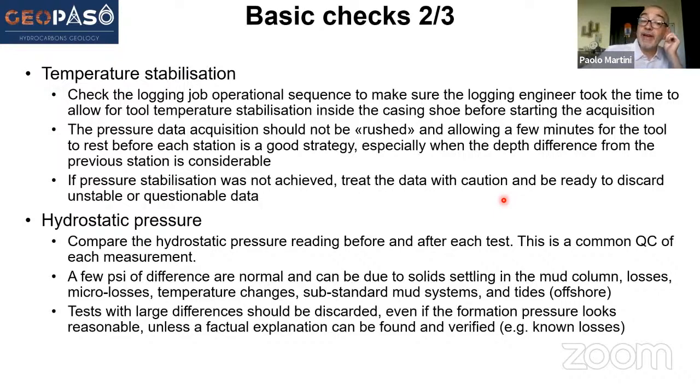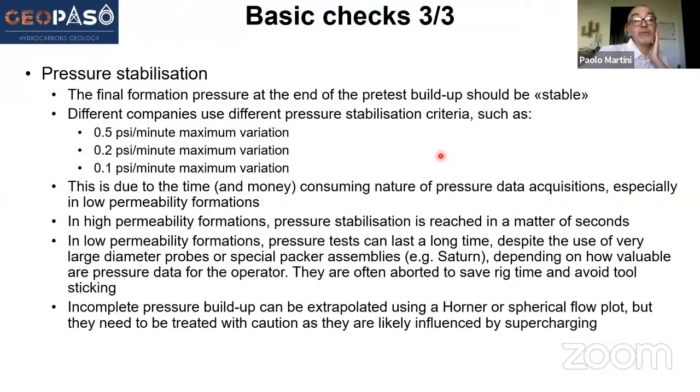And finally, the pressure stabilization. So at the end of the build-up of each pretest, the pressure should be stable. So you should get a pressure reading of a stable pressure. What does stable mean? This changes according to different operators. So some say 0.5 psi per minute, some say 0.1 psi per minute.